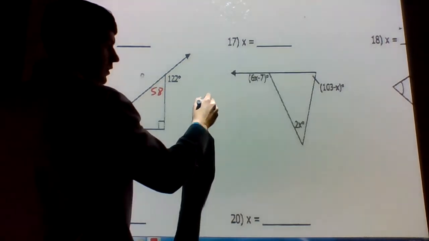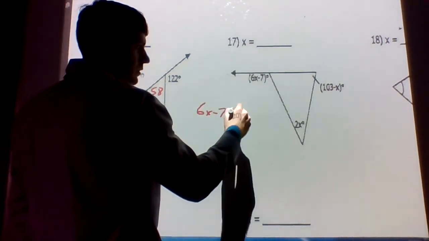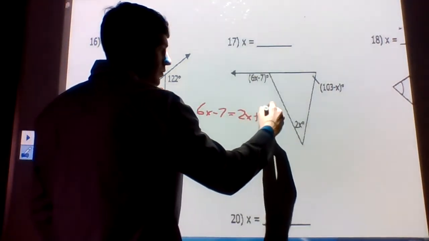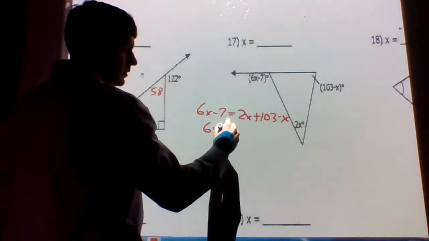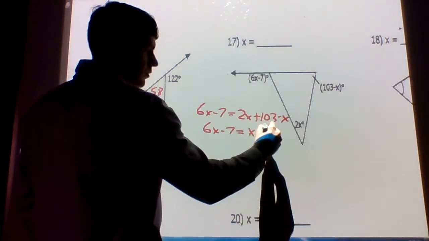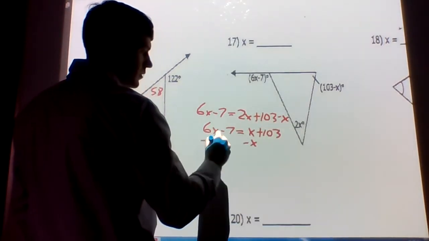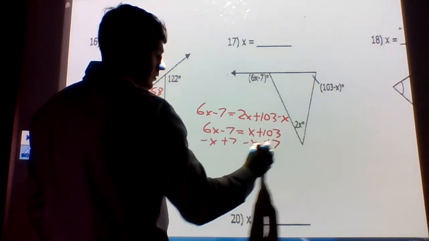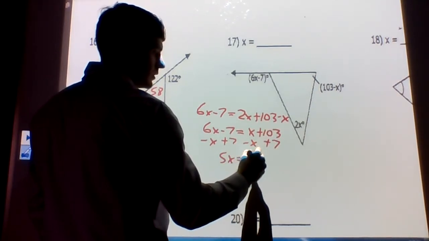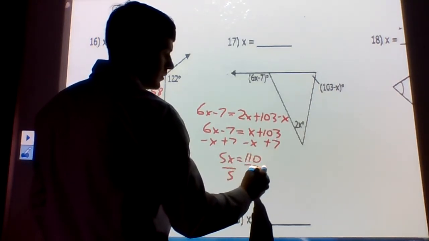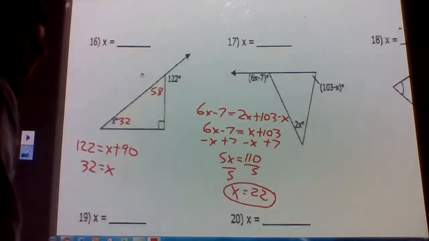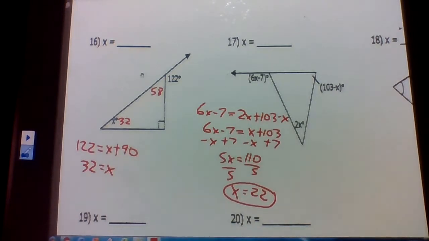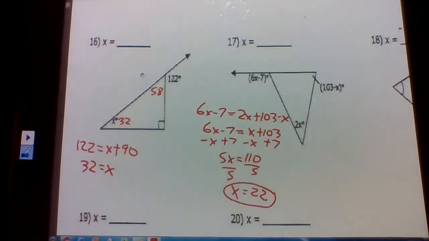Okay, here again, exterior angle 6x minus 7. So that's going to be equal to 2x plus 103 minus x. Okay, so combine like terms, 6x minus 7. We have x plus 103. Subtract x and add 7 both sides. You're going to get 5x equals 110. We divide by 5, and x is going to be 22. And you can just use menu 3-1 there.